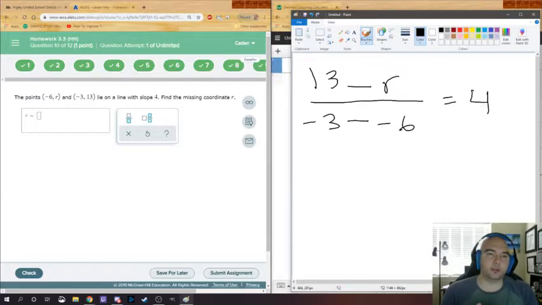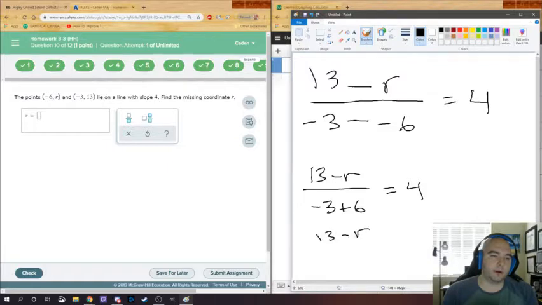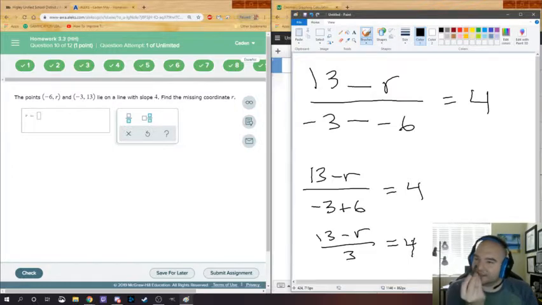Now what you're going to do is solve this little equation here for r. So what we get is 13 minus r on the top, and on the bottom negative 3 plus 6. So 13 minus r over 3 equals 4. So we're going to solve that. All right, so I haven't solved the problem yet. I just have 13 minus r over 3 equals 4.